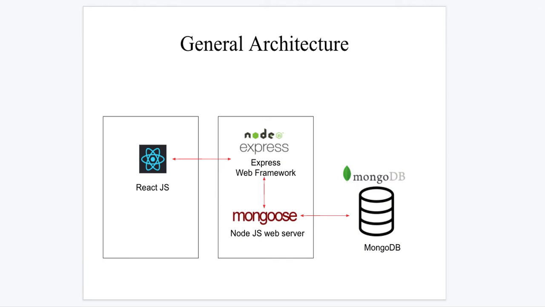So next, I would like to talk about the general architecture of our project. Basically, on the front end, we use React and use it to connect to the backend, which is the Node and Express framework. And the Node Express framework has the Mongoose library, which helps us to interact and connect with the MongoDB database. We can use some built-in methods in Mongoose to help us modify the data in our database.